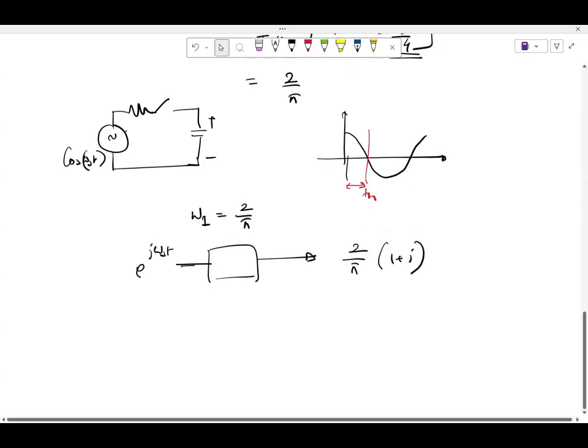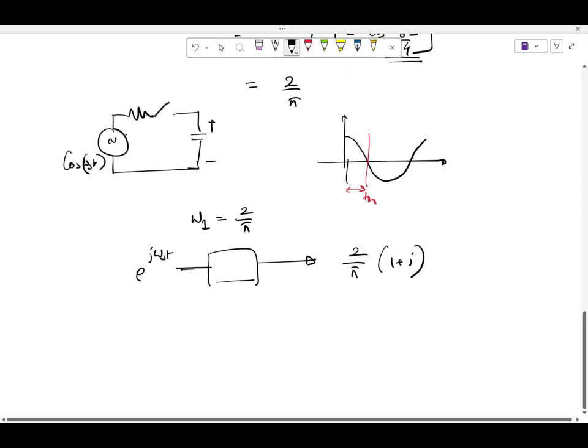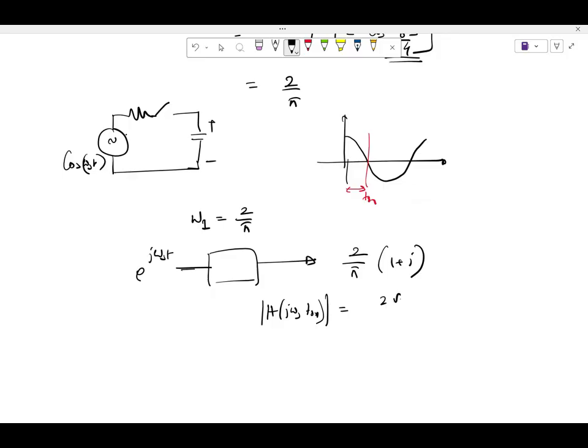So the magnitude of the transfer function, so this is essentially mod of h of j omega t on, is 2 root 2 by pi, right? Okay, fine. So I hope you agree that this is a much simpler way of finding out the transfer function.